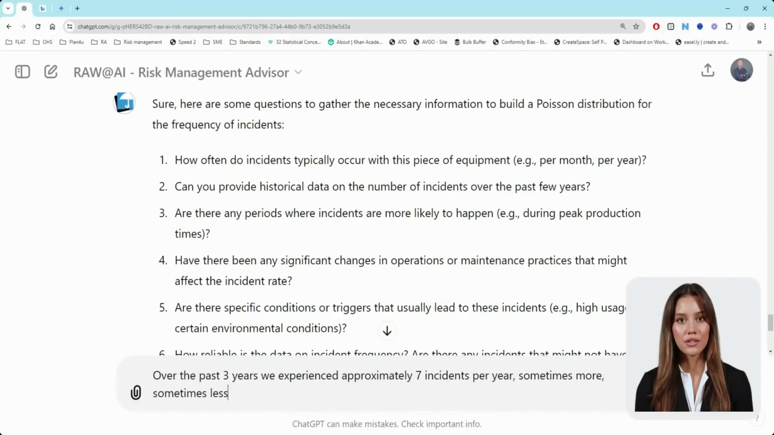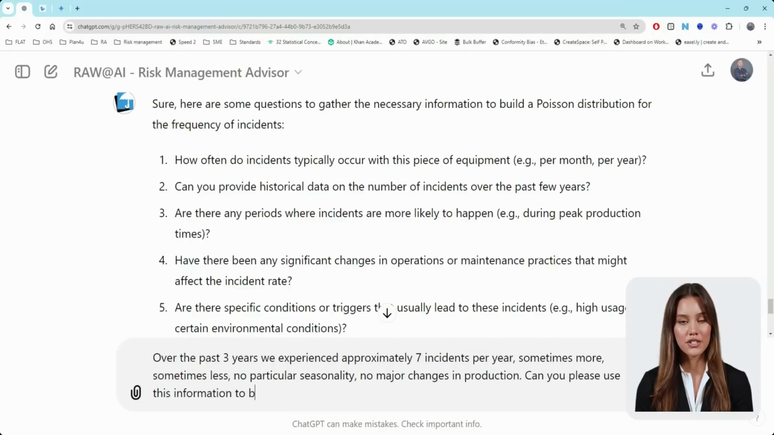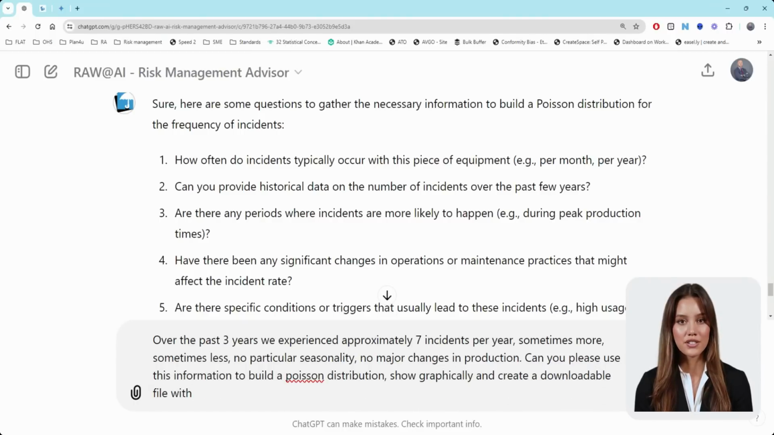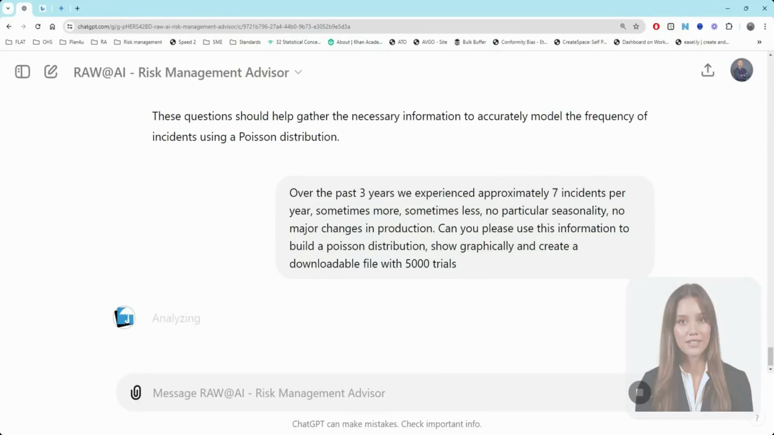For illustration, let's say over the past 3 years, we experienced approximately 7 incidents per year. Sometimes more, sometimes less. No particular seasonality, no major changes in production. Can you use this information to build a Poisson distribution, show it graphically, and create a downloadable file with 5,000 trials? Not bad.